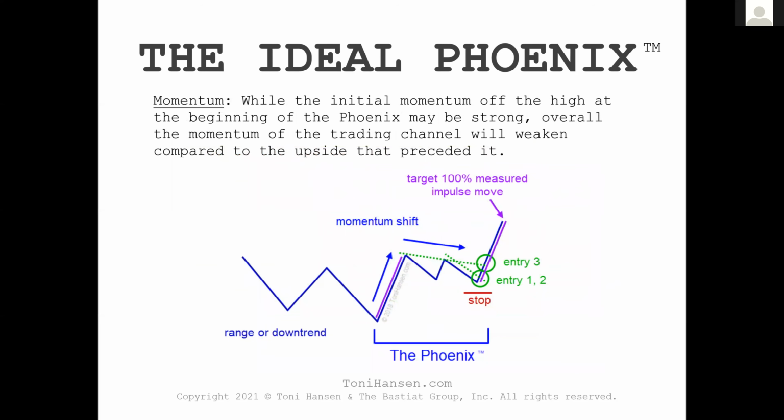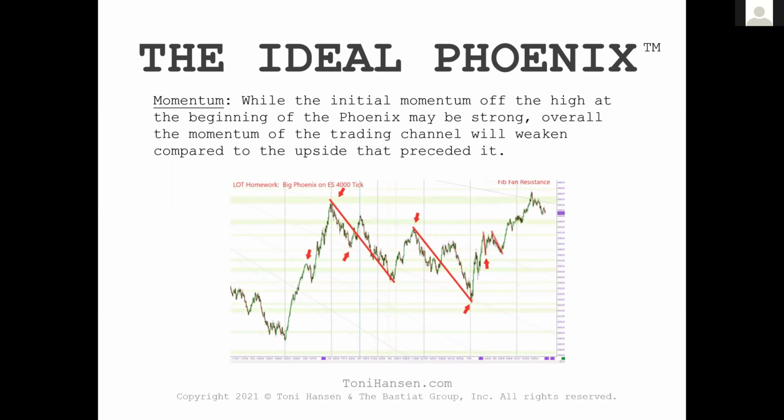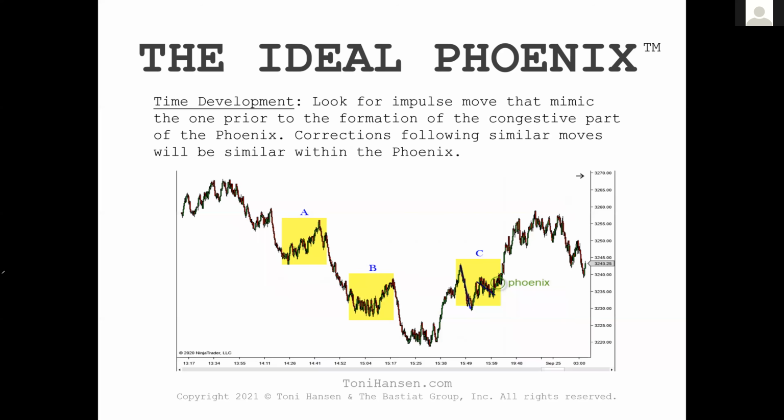So we talked about momentum. So here's that momentum shift. Also, let's talk about time development here. One of the things that we talked about with time development is using the Fibonacci fans. So using, for example, that low to that high and then watching for a 76.4% Fibonacci fan support level.